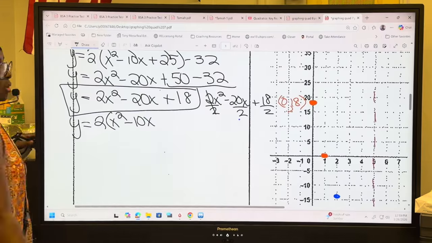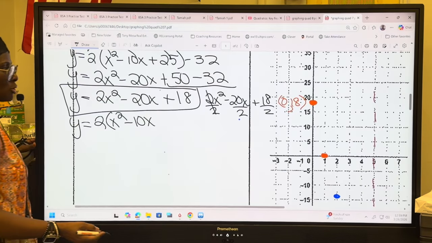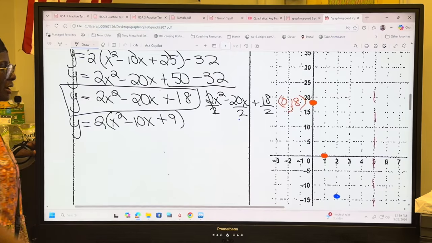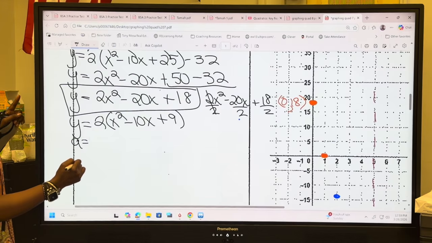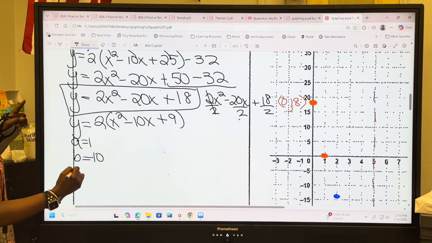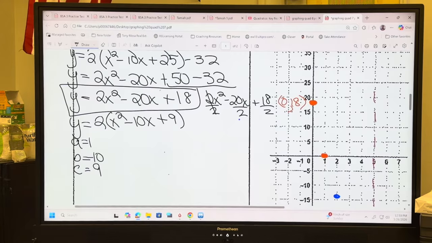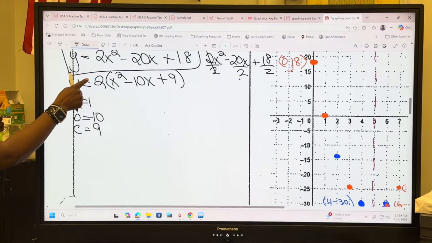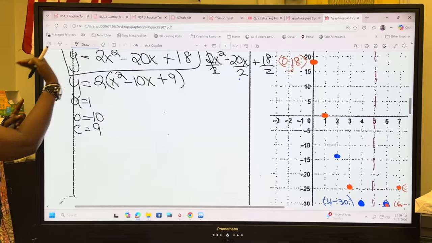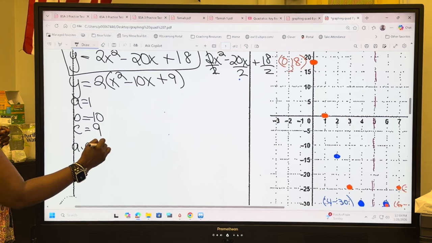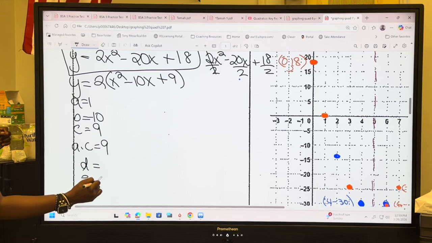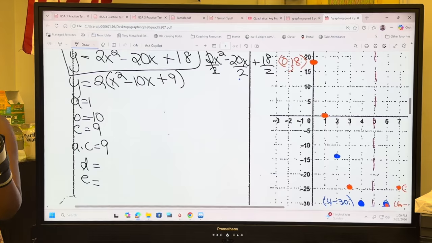Y'all see that? What happens to these 2? 18 divided by 2 is going to be what? A 9. And then I'm here. Are y'all following? Now my A is 1, my B is negative 10, and my C is 9. The A is 2, but we're just factoring this part because we already pulled the 2 out. Okay? So now I have A times C equals 9, and my D and E, what am I looking for? 2 numbers that multiply to give me 9, but add to give me 10.